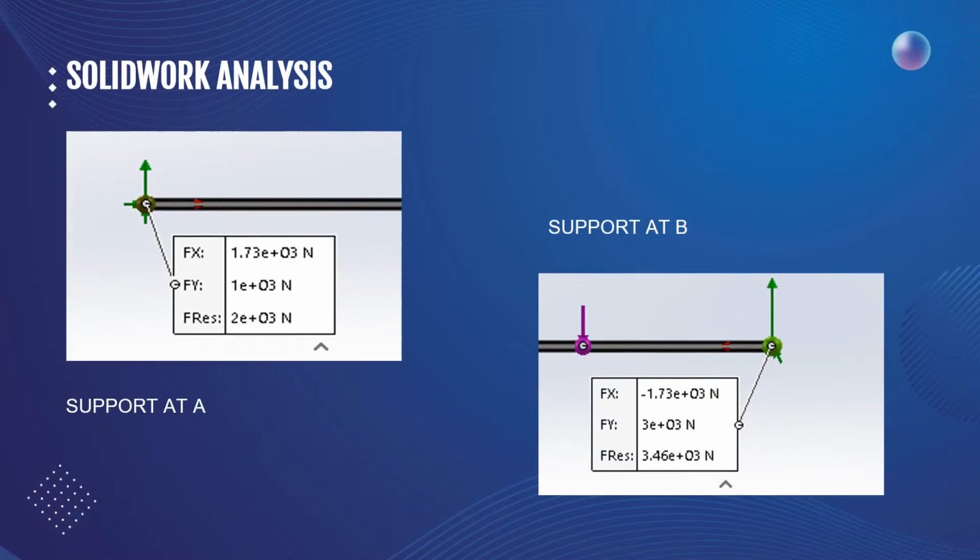Now this is the SolidWorks analysis. At support A, we got the same answers for Fx and also Fy. And also at support B, we get the same answers. Refer to the F resultant, 3.46 kilonewtons.